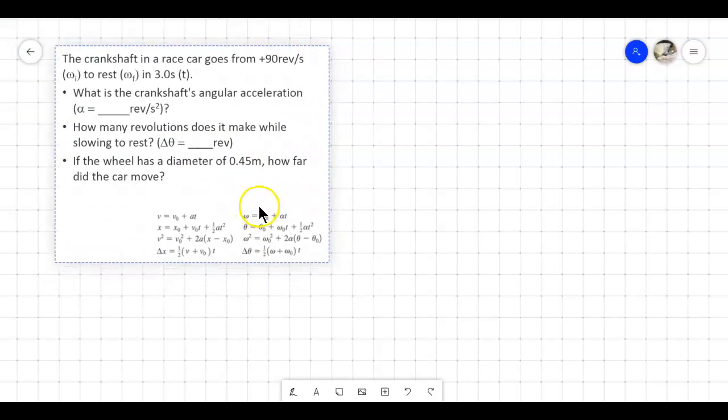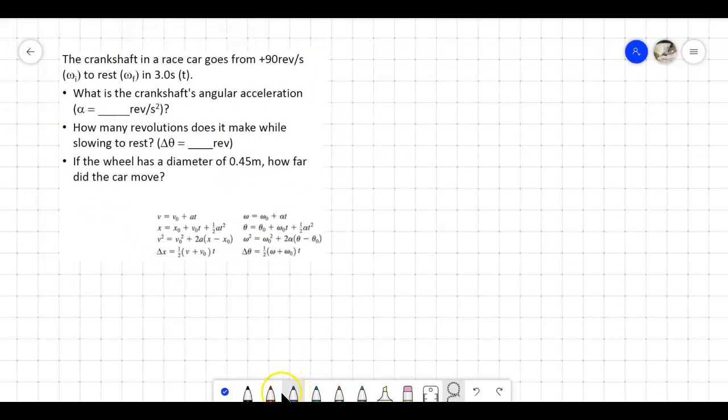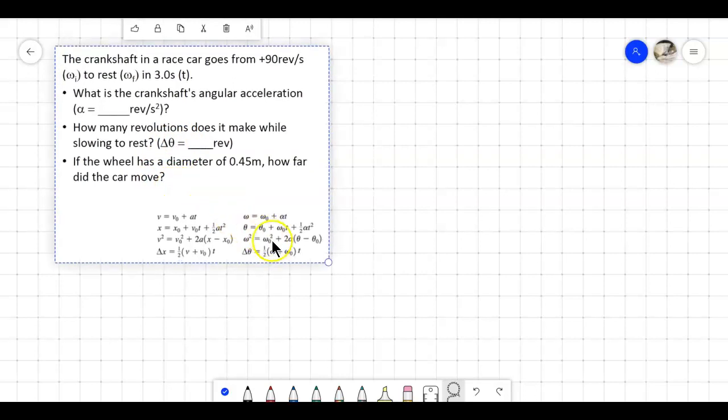So I'm going to increase this so we could actually read it pretty well. All right, here we go. There's a crankshaft of a race car that goes from 90 revolutions to rest over the period of 3 seconds. They want to know first, what is the angular acceleration? They want to know how many revolutions does it make it through, and then finally, if they give you the diameter of the wheel, how far did the car move?